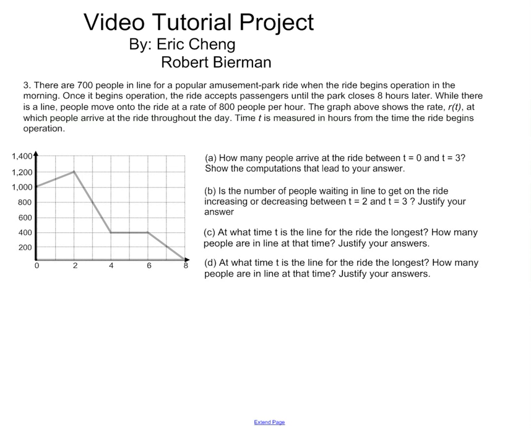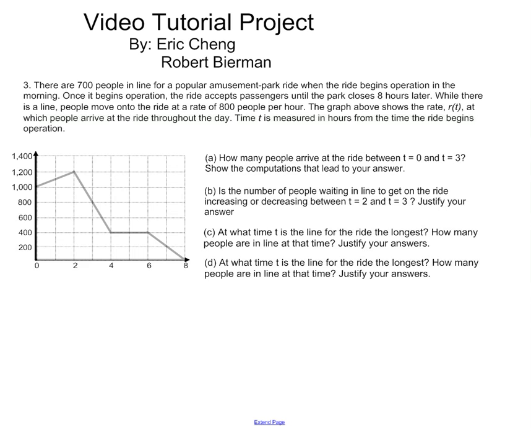A. How many people arrive at the ride between t equals 0 and t equals 3? Show the computations that lead to your answer. B. Is the number of people waiting in line to get on the ride increasing or decreasing between t equals 2 and t equals 3? Justify your answer.